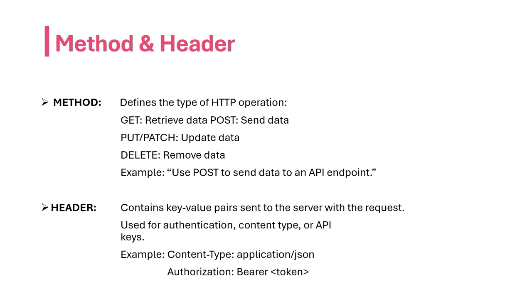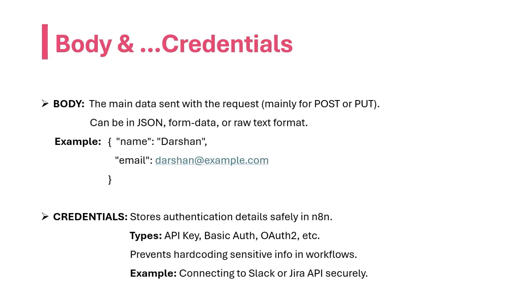So basically the header contains extra information like content type or authentication. Then here comes our body and the final part, credentials. The body is the actual data you send, mostly in POST or PUT. For example, my name, that is Darshan, and my email, that is darshan@example.com. So it basically works in that way.